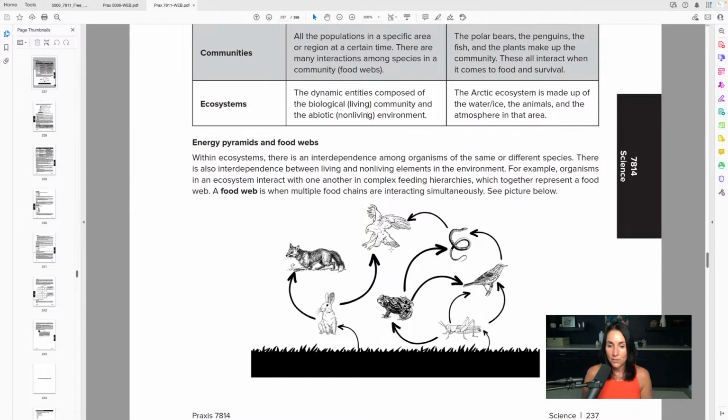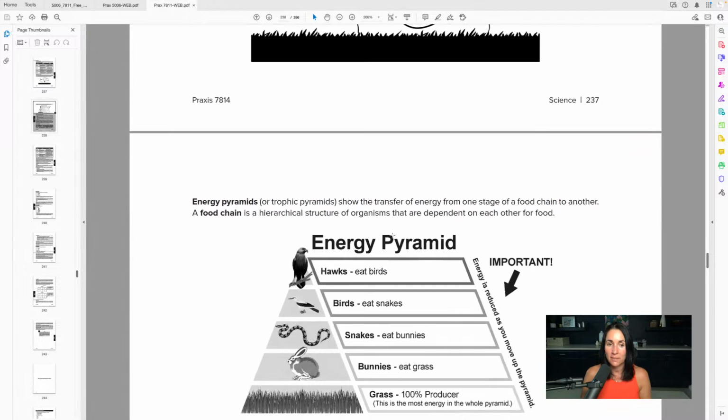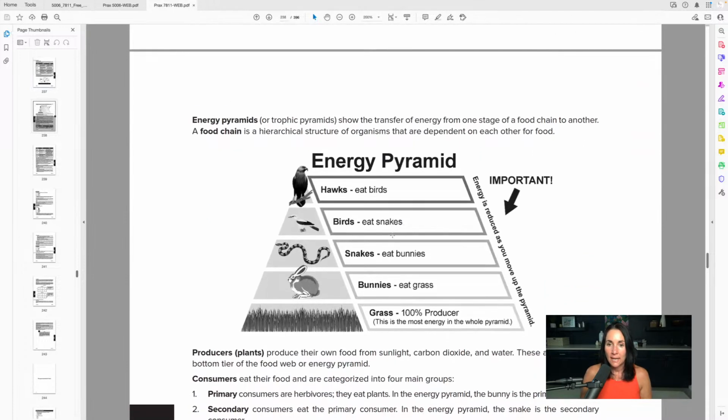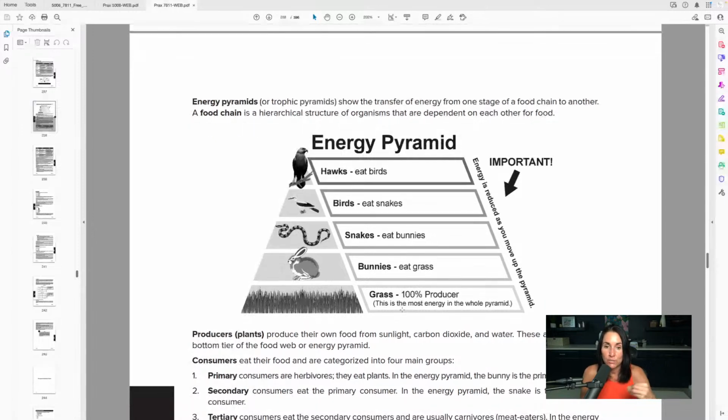Okay. Now an energy pyramid is going to look something like this. Now, an energy pyramid shows you the reduction in energy as something moves up the pyramid. So grass is 100% producer, meaning it produces all the food. The grass doesn't eat anything. We do not have bunny eating grass. Hopefully we never do. You never know with evolution. We could someday have bunny eating grass, but we do not right now.